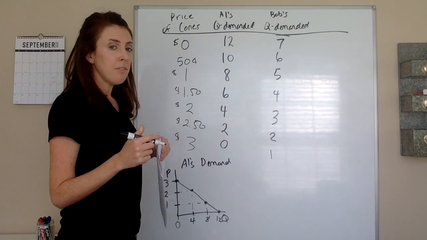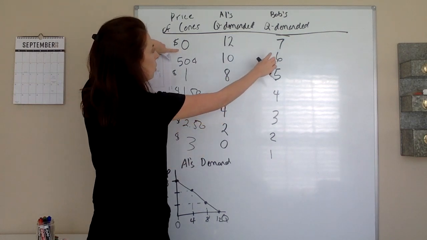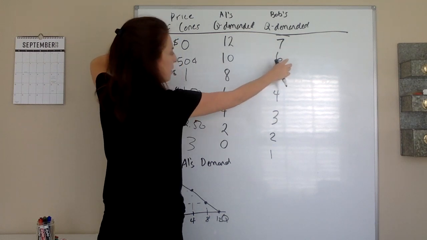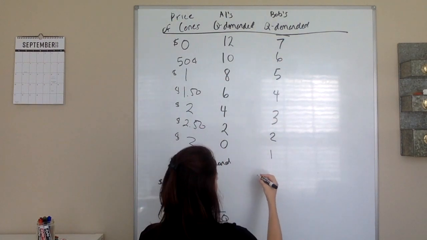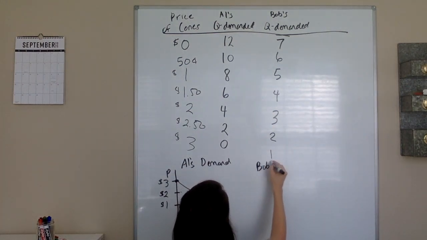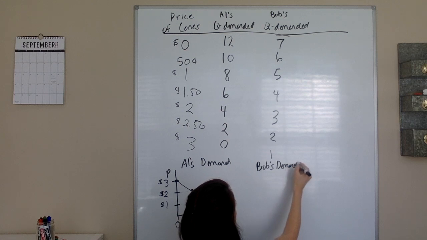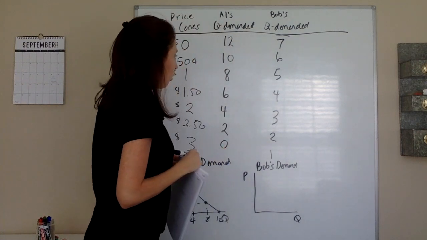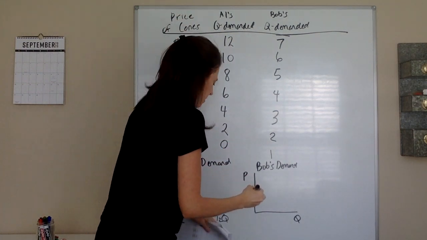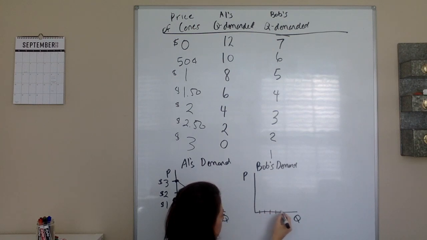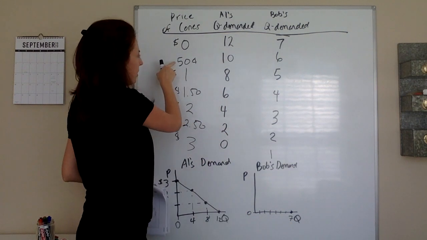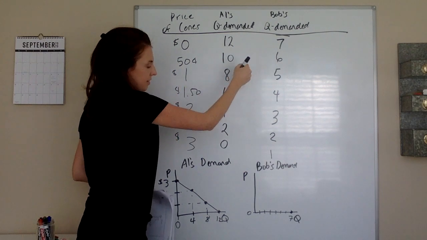Well, we now have a new series of coordinates. So now we have one coordinate that says in Bob's demand curve, when price is 0, quantity is 7. When price is 50 cents, quantity is 6, and so forth. So we can plot that, and we can get Bob's demand curve. And again, it's going to have price against quantity. So for Bob, when the price was free, he wanted 7. So we can go over 7 units. And he's got one coordinate there where quantity is 7, price is 0. He has another coordinate at 50 cents and 6 units.